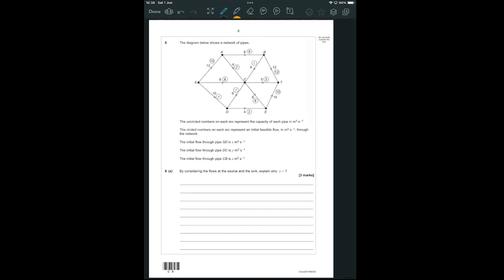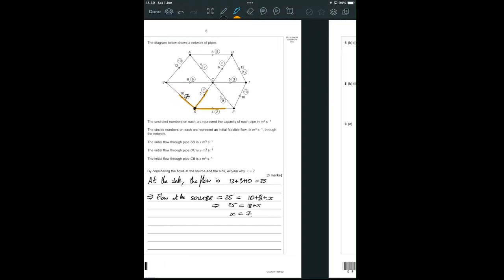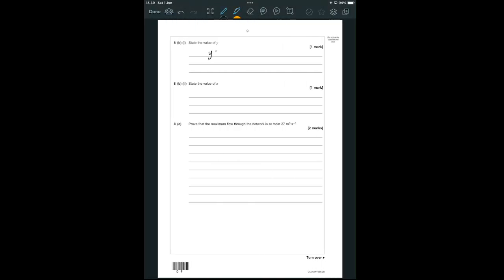State the value of y. So now I've got that this is a flow of 7. But if we look at D, 7 is going in, 2 is coming out, so the rest has to go along there. Well, that means there's 5 going out there, so y equals 5.